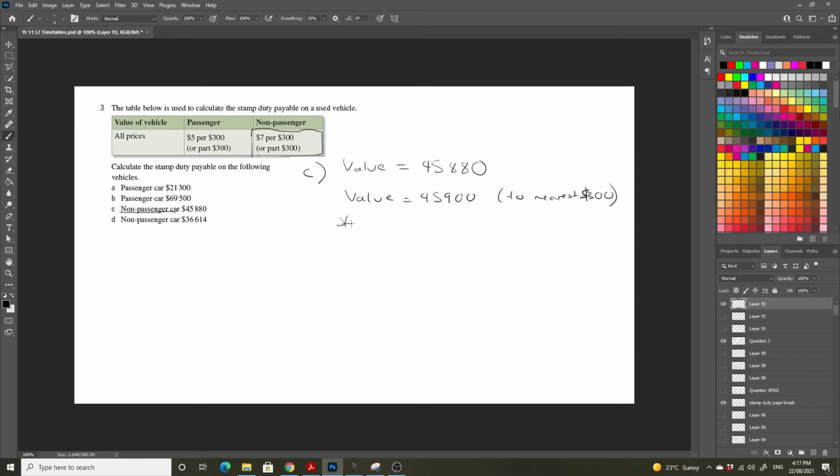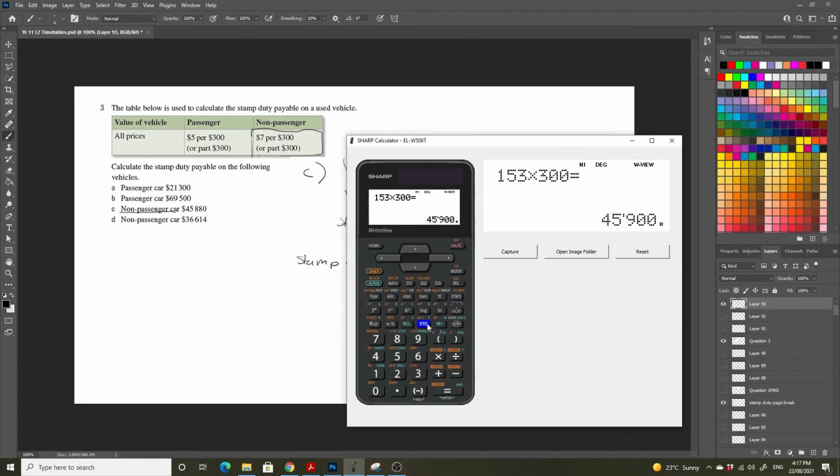And then we just need our stamp duty. It's $7 per 300, so 7 over 300, and our stamp duty payable is equal to 45,900 times 7 over 300. 45,900 times 7 divided by 300 is $1,071.